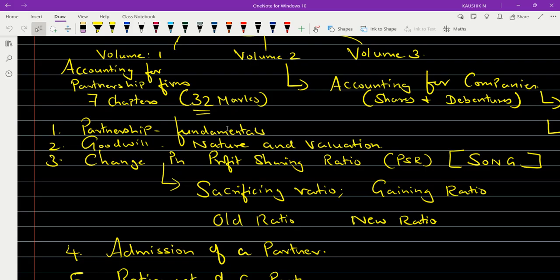The next topic is goodwill, nature and valuation. I hope you all know very well what goodwill is. In 11th standard, I have taught you all. You would have learned goodwill is nothing but an intangible asset. It is a fixed asset. So goodwill is an intangible fixed asset. And this goodwill will be valued based on some methods. Based on some methods, we will be valuing it.